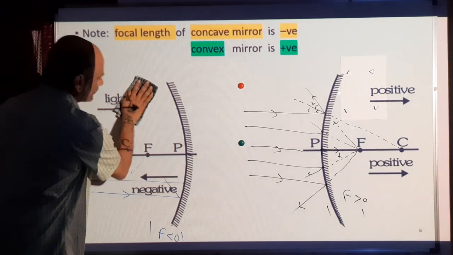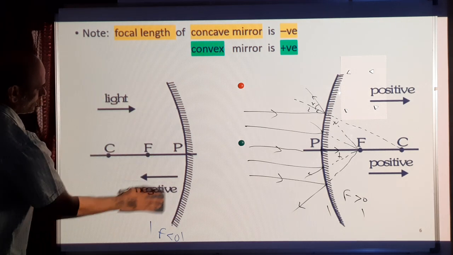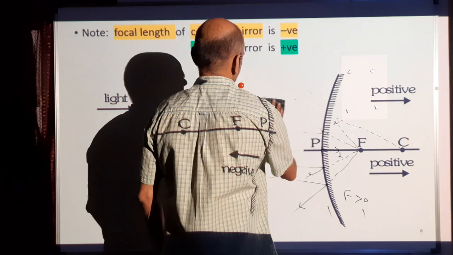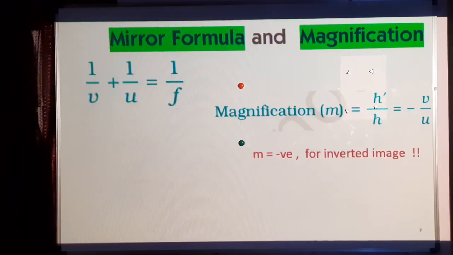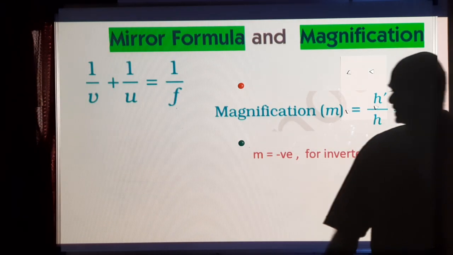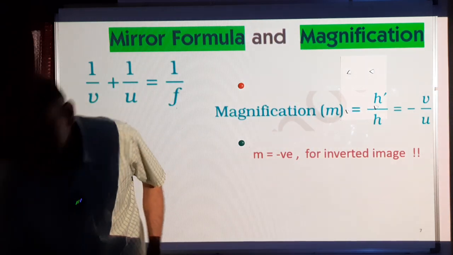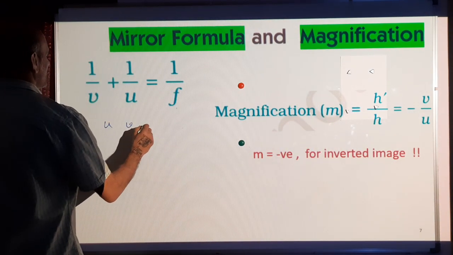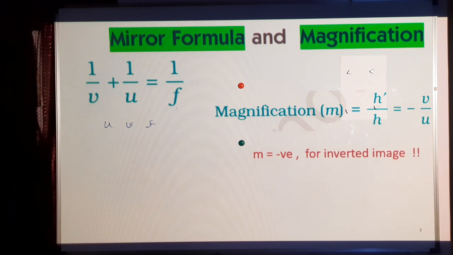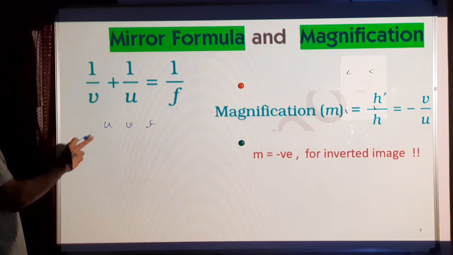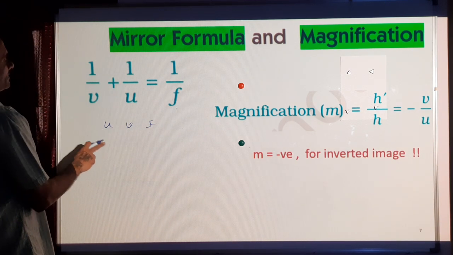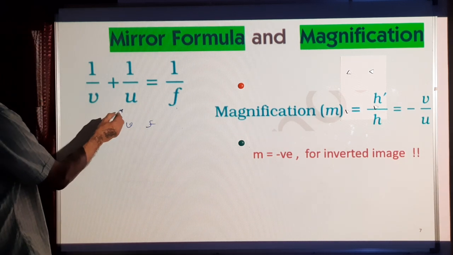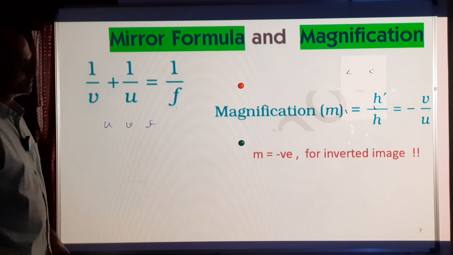Just by looking at the sign of the focal length of a spherical mirror, one can say whether it is concave or convex. Mirror formula relates the object distance u, the image distance v, and the focal length of the spherical mirror. u is the object distance with the sign, v is image distance, and f is the focal length, and the relation is 1 by u plus 1 by v equals 1 by f. This is the mirror formula.